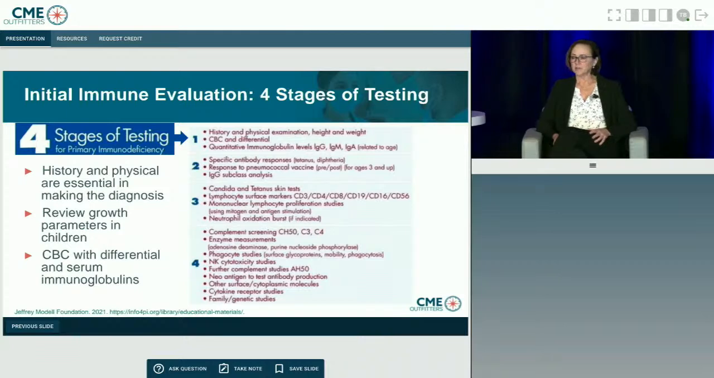Reviewing growth parameters in children is a good marker, and in adults, and I know we're not talking about adults, but in adults, unintentional weight loss is also a really good marker to be on the lookout for. And then starting out simple, do a CBC with differential. And I always go back to this case.